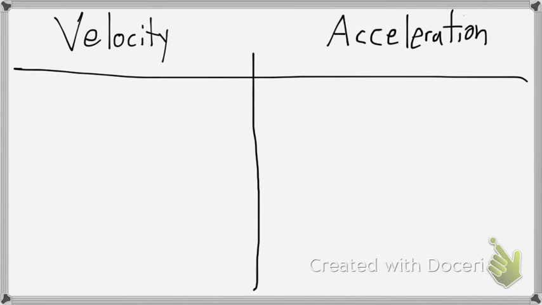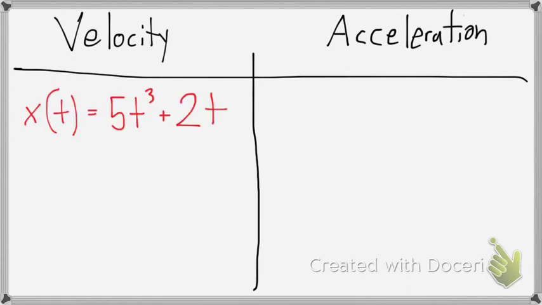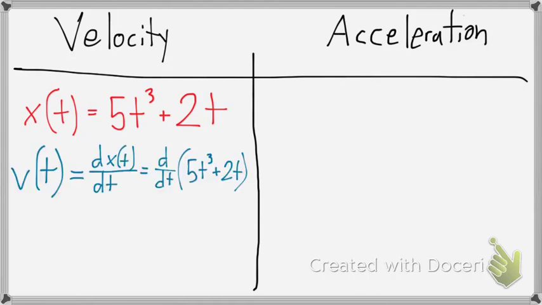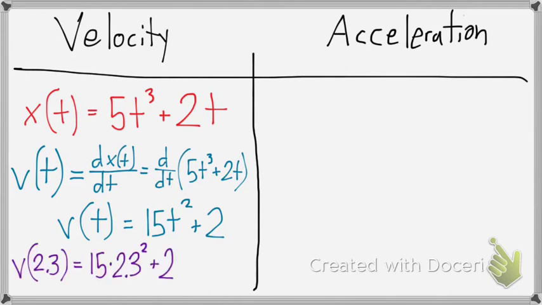Given the equation of the particle's position at any given moment in time, I can take a simple derivative to find the velocity function with respect to time. This derivative, thankfully, isn't all that complicated to take, so I'll end up with a velocity function of 15t squared plus 2. Now the problem asked for the velocity at 2.3 seconds. So plugging in 2.3 for my time value, I end up calculating a velocity of 81.35 meters per second.